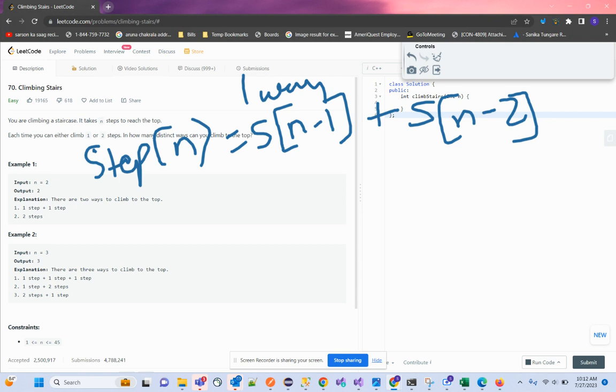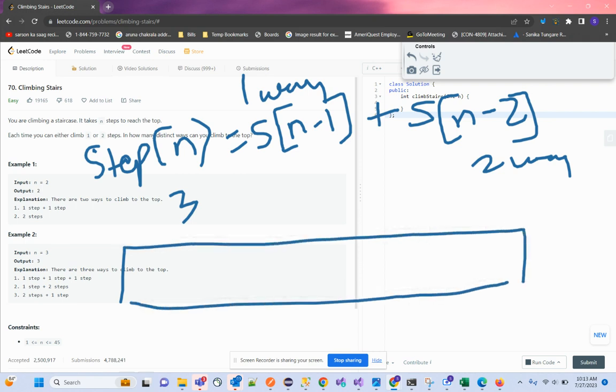How many ways were needed? One way. Second step, how many ways were needed? Two ways. And we came to a conclusion that to go till the third step, how many ways are needed? Three ways. We just went behind and saw that we stored it in the memory, and that is called memoization. Let me give you an example of it.